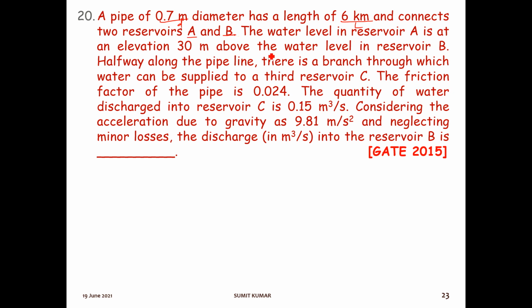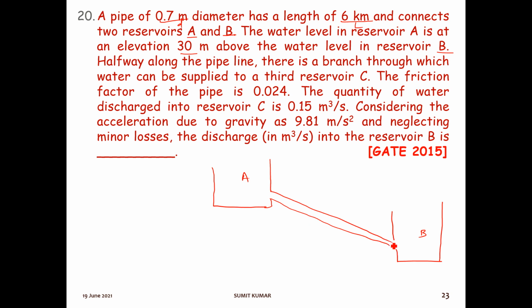The water level in reservoir A is at elevation 30 meter above reservoir B. Suppose this is reservoir A, and this is reservoir B. There is a pipe from A to B. Adjust with the figure.